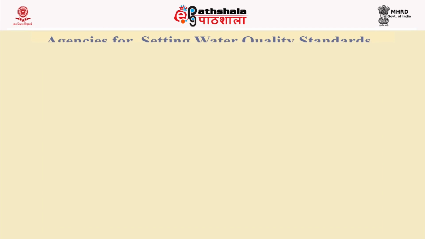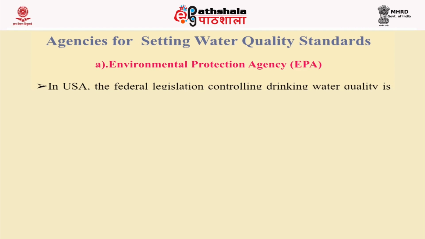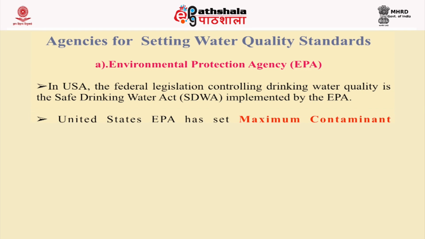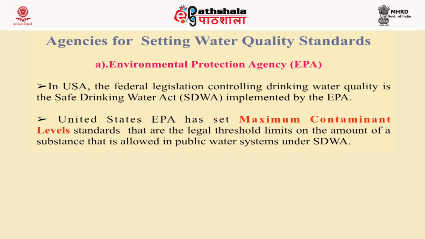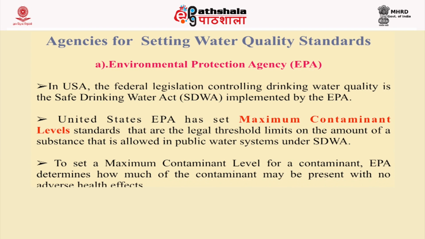Now, the different agencies that work for water quality standards are: number 1, Environmental Protection Agency (EPA). In the USA, the federal legislation controlling drinking water quality is the Safe Drinking Water Act, implemented by the EPA. The United States EPA has set maximum contaminant levels that are legal threshold limits on the amount of a substance that is allowed in public water systems under SDWA.